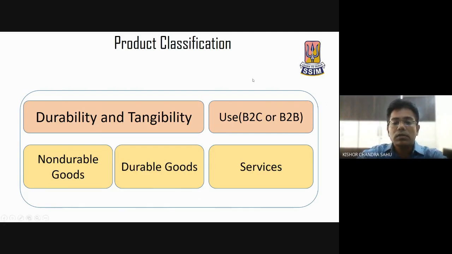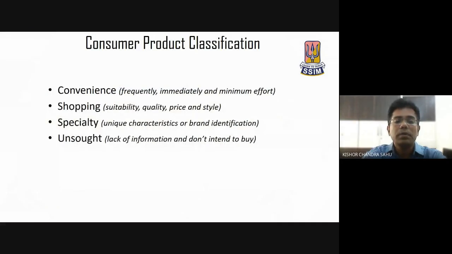Another classification of product is whether it is B2C or B2B, business to consumer or business to business. When it's business to consumer, these products are called consumer products. Consumer product classification can be convenience product, shopping product, specialty product, or unsought products. What exactly do we mean by convenience product? Convenience products are bought very frequently, immediately, and with minimum effort. And customers do not plan to buy convenience products.